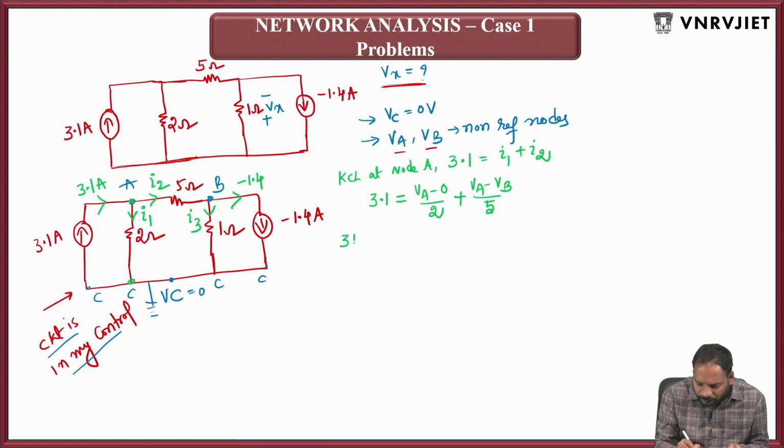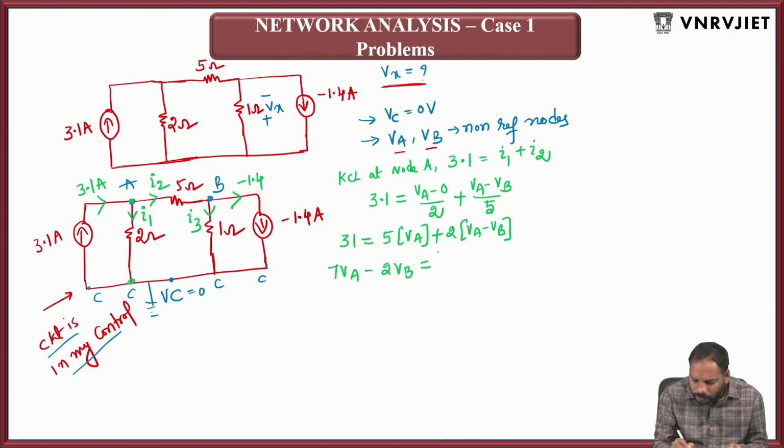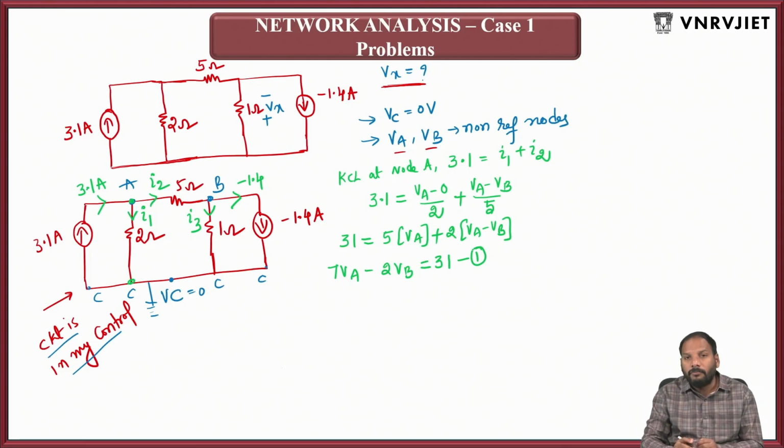So that means 31 is equal to, so multiplying with 10 means 2 is gone now. So we are having 5 of VA plus, here 5 is there, means 2 of VA minus VB. Now directly I am writing the equation. So 5 VA plus 2 VA is simply 7 VA, minus 2 VB is equal to how much? It is 31. Take it as equation 1.